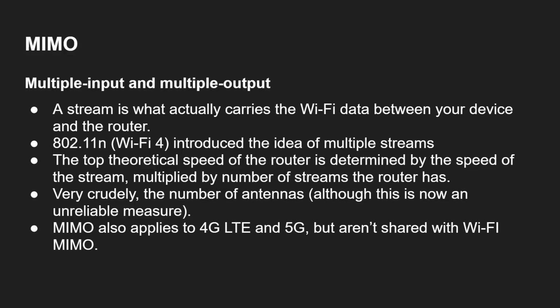channel. And the top theoretical speed of the router is determined by the speed of the stream multiplied by the number of streams. So very crudely, the number of antennas you had, the better it was, although nowadays that isn't actually such a good measure. And it's also worth noting that MIMO also applies to 4G and 5G, but it's not shared with the Wi-Fi MIMO. So don't think if it says 4G, 4 times 4 MIMO, that also applies to your Wi-Fi. There'll be different radio systems in whatever device it is that you're using.